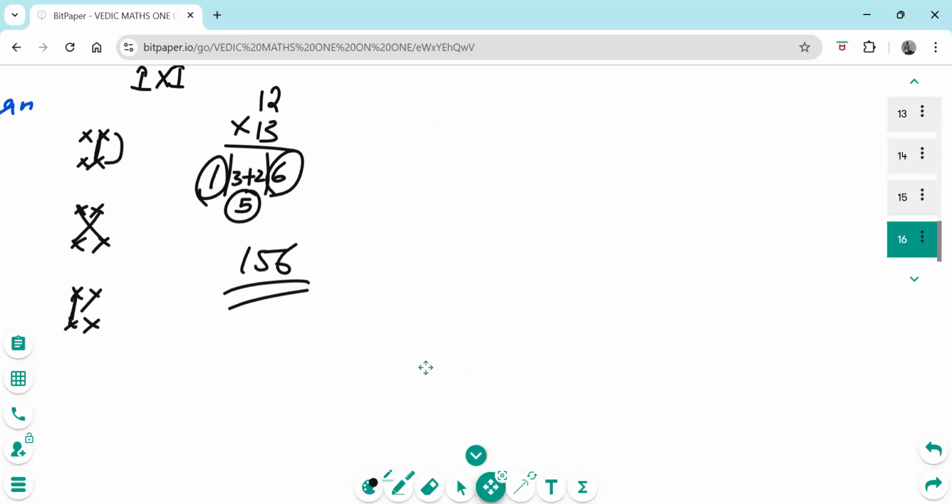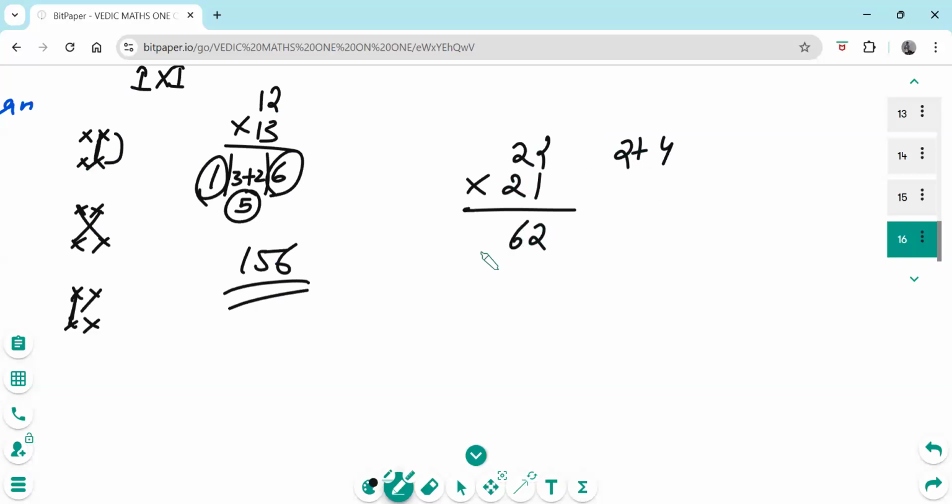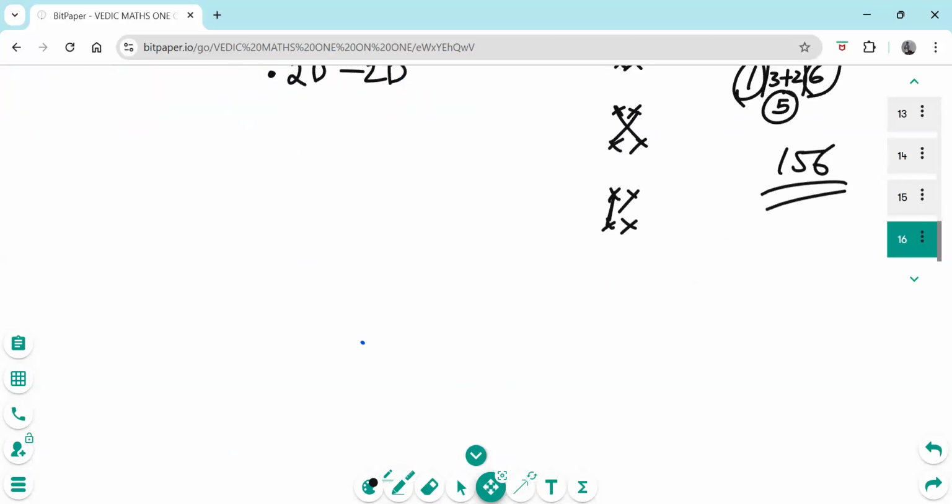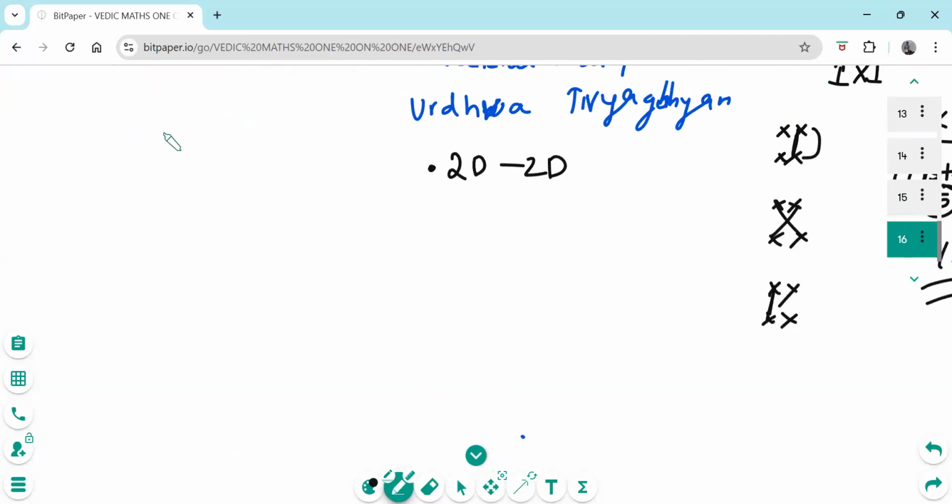So the answer is 156. And you can write the answer within seconds. Let's do more. Let's say I give you something like 22 times 21. Now, 1 times 2 is 2. 1 times 2 is 2 plus 4, 2 times 2 is 4, is 6. I'm writing directly this time. 2 times 2 is 4. And then can you check the speed? This is what we are looking for in this course. Okay. This is a very beautiful technique actually. Let me take more examples.